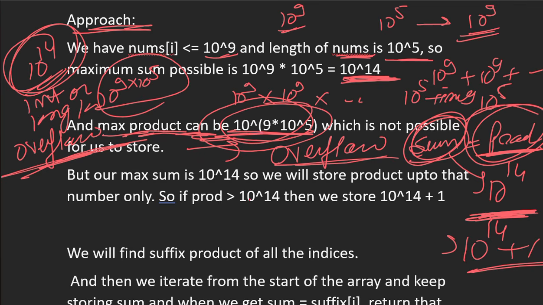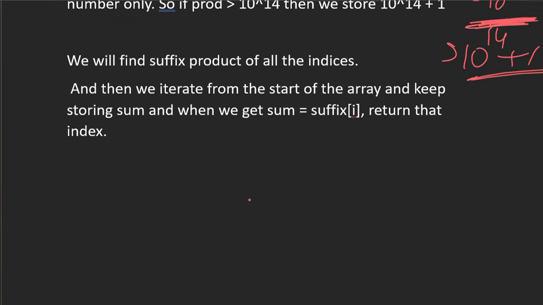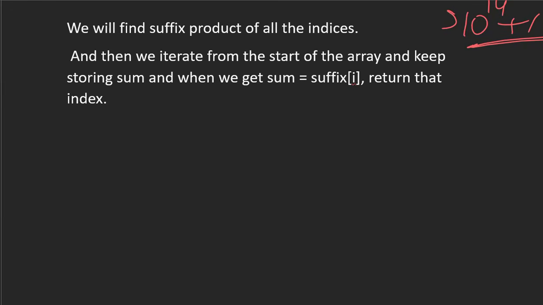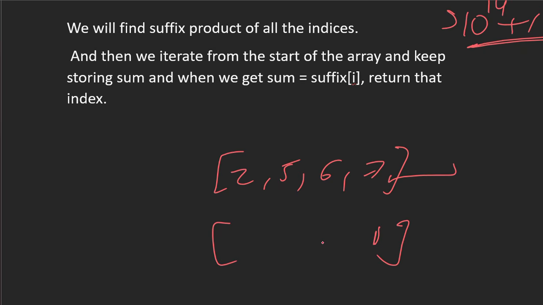So what we do is we will find the suffix product of all the indexes. That means suppose we are given an array 2, 5, 6, 7. So we find the suffix. Product after the last element is 1. Here product is 7. Here 7 times 6 is 42. Here 42 times 5, that is 210. So we store all the products in an array that we call suffix.